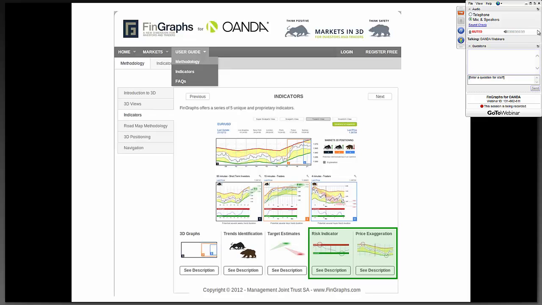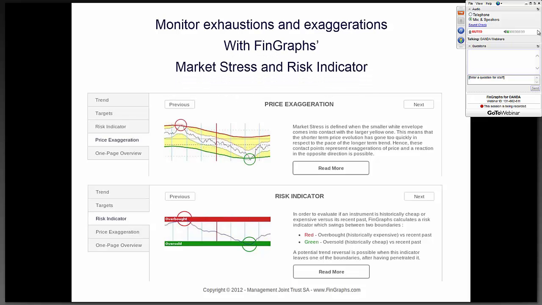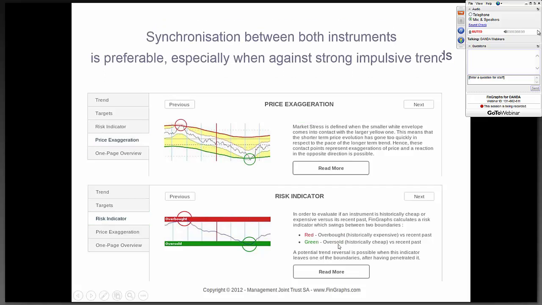Now we do have mean reverting indicators, which are our risk indicator and our price exaggeration indicator. They are used to monitor exaggeration and confirm exhaustion. So monitor exhaustion and exaggerations with FinGraph, market stress and risk indicator. Market stress is what we call the price exaggerations, and the risk indicator moves from overbought to oversold.